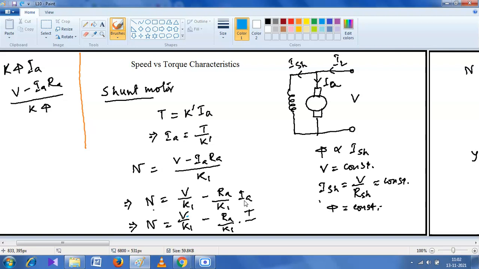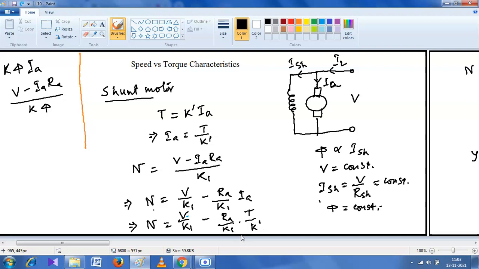Manish, have you understood that? Yes, sir. Then we replace the value of Ia from the torque equation. From the torque equation for a shunt motor, T is equal to K dash into Ia. So we can write Ia is equal to T by K dash. We replace the value of Ia in terms of T, that is, Ia by T by K dash.